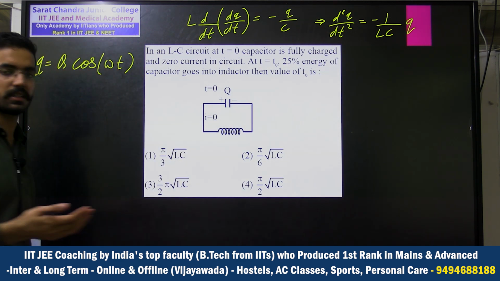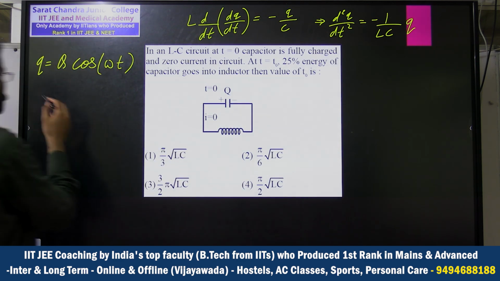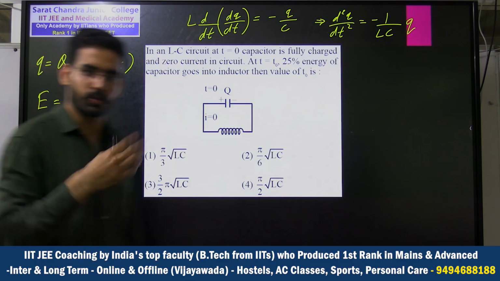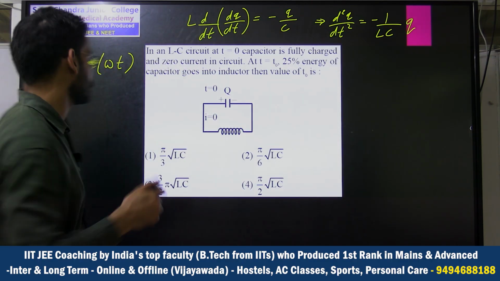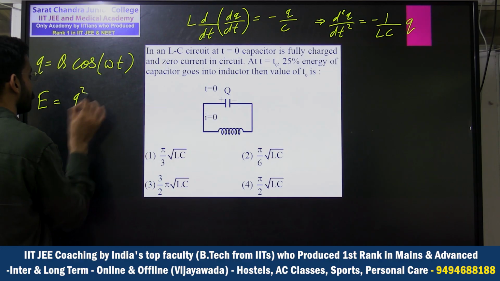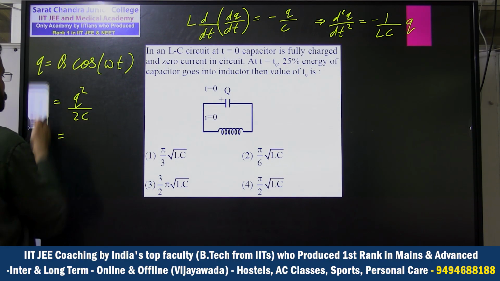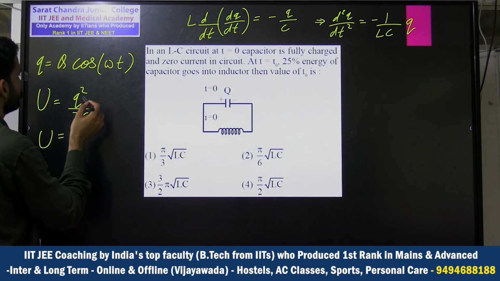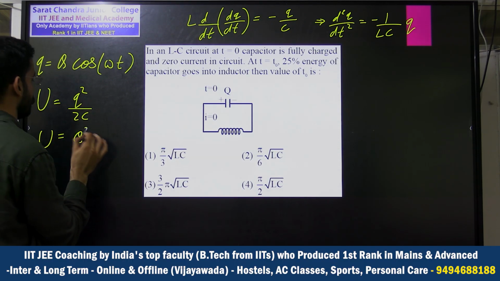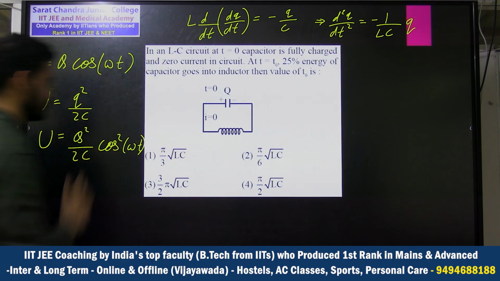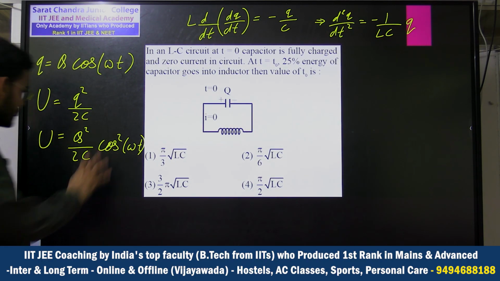Means how much remaining in the capacitor? 75%. So if we talk about energy, then E is equal to what? Q square by 2C. At any point of time when charge is Q, what is the energy in the capacitor? Q square by 2C. Let's denote it with U. Q is what? U equals Q square by 2C cos square omega t. Agree? Right? Now this is at any point of time.